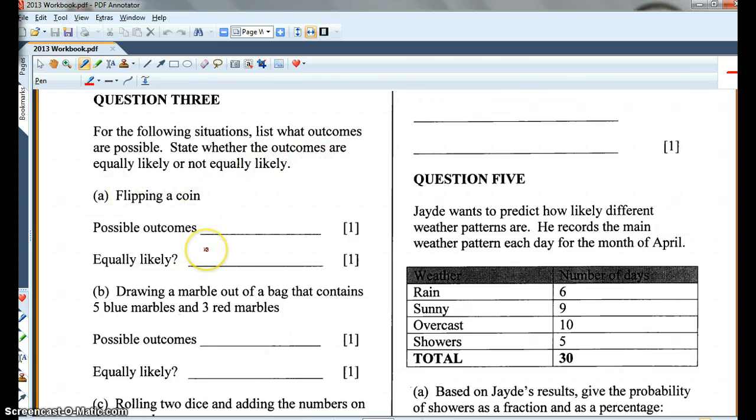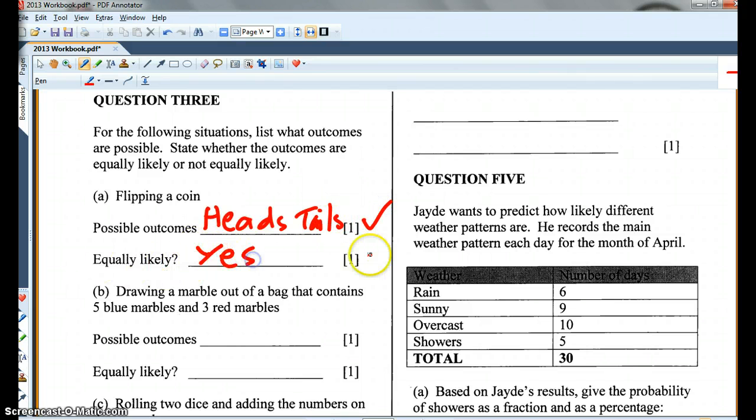Flipping a coin, possible outcomes. Heads, tails. 1 mark. Equally likely? Yes. Another mark.